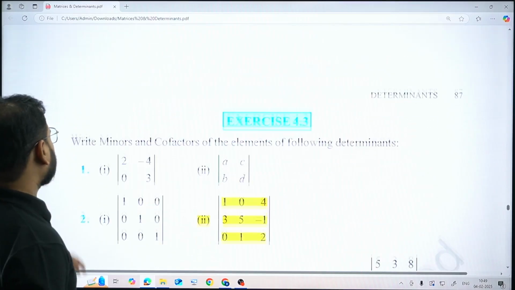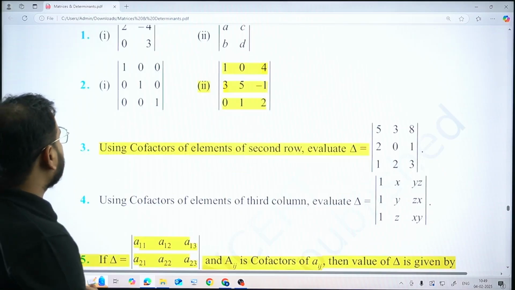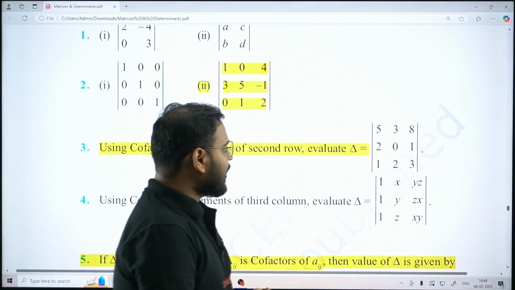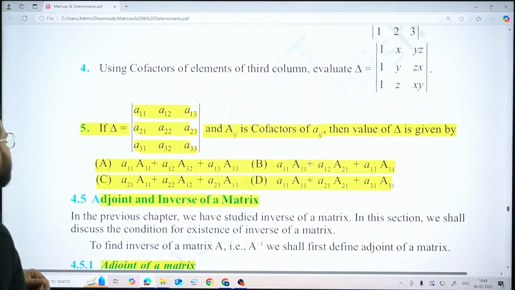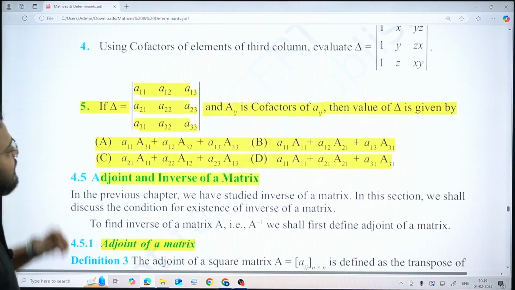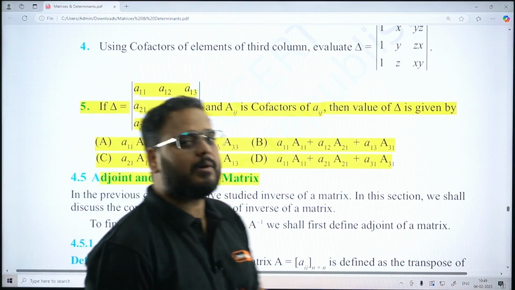Next, what is there, sir? Exercise 4.3, question number 1, part 2, question number 3. Using cofactors of elements of the second row, evaluate the determinant. Please go ahead and solve this. Exercise question number 5. Not example, right?